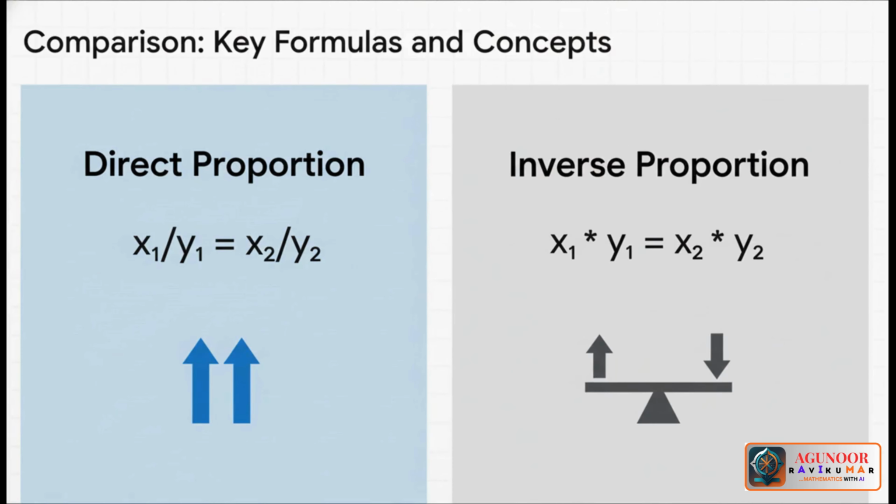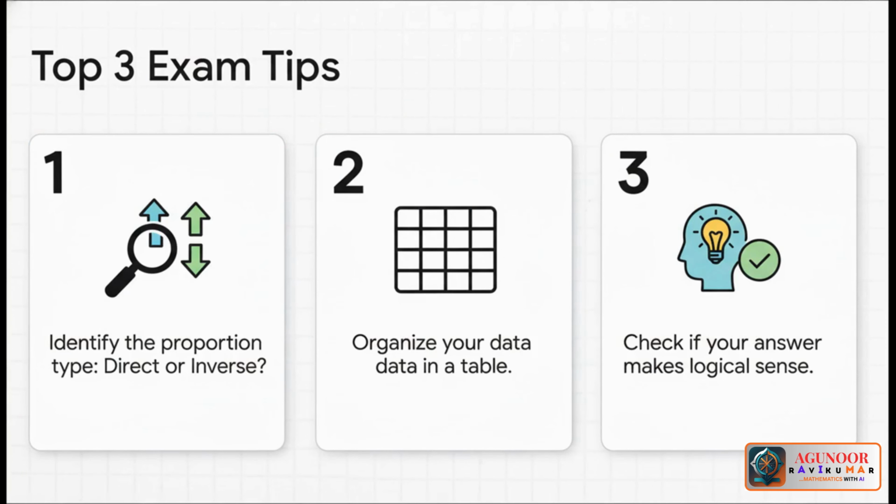Okay, let's do a quick recap of the two most important formulas you need to know. For direct proportion, it's all about equal ratios. For inverse proportion, it's all about equal products. You gotta burn these into your brain. And before we go, here are my top 3 tips to help you crush any proportion question on your exam. Number 1, read the question super carefully to figure out if it's direct or inverse. Number 2, always, and I mean always, make a table. It seriously helps you avoid silly mistakes.